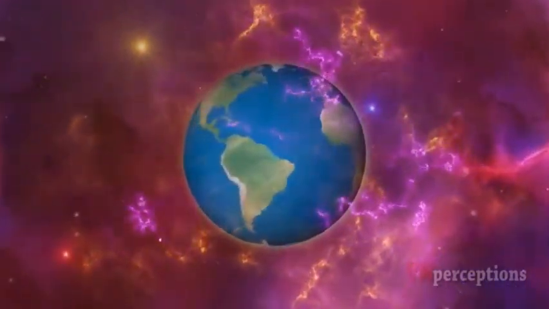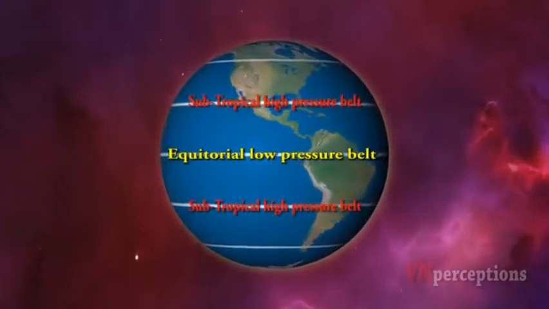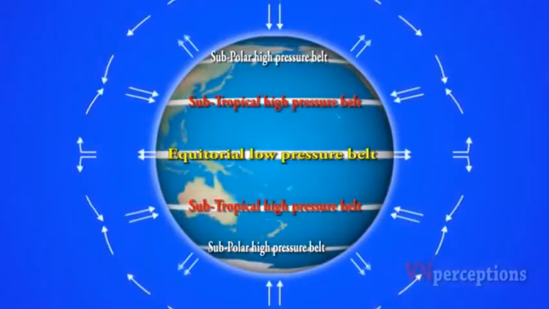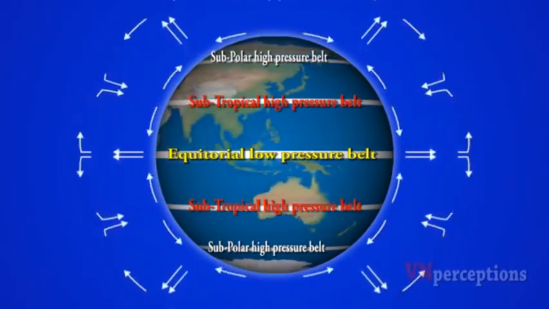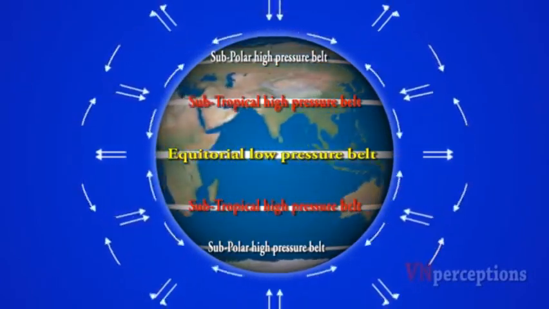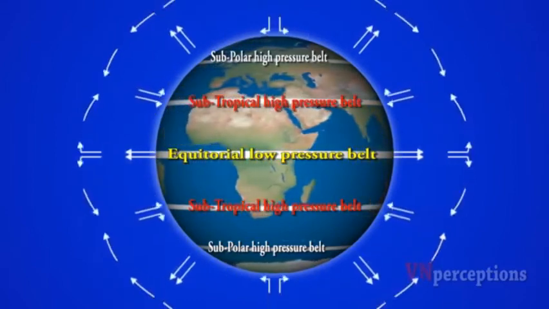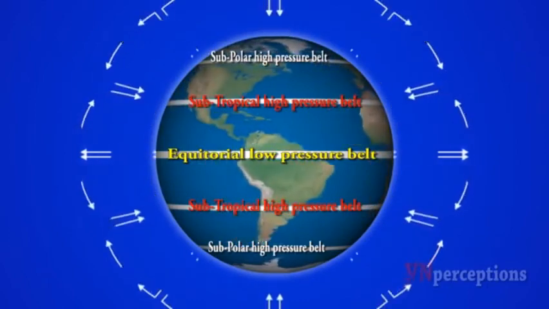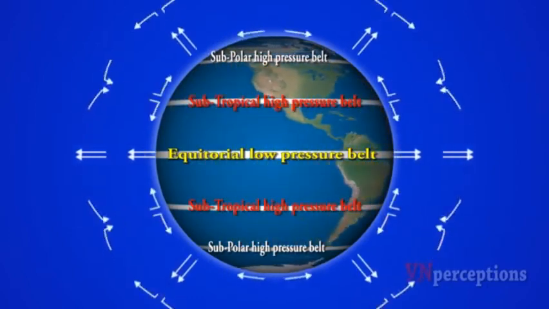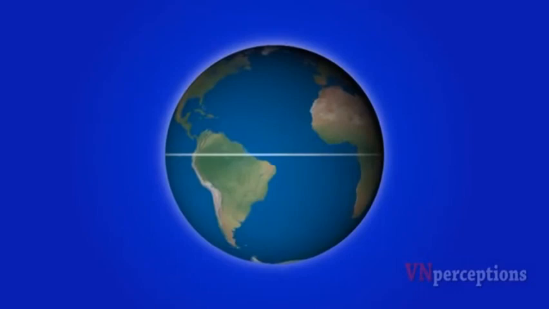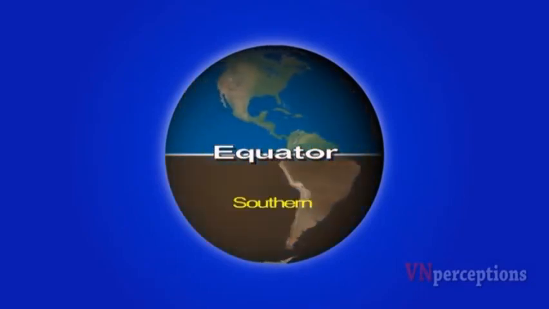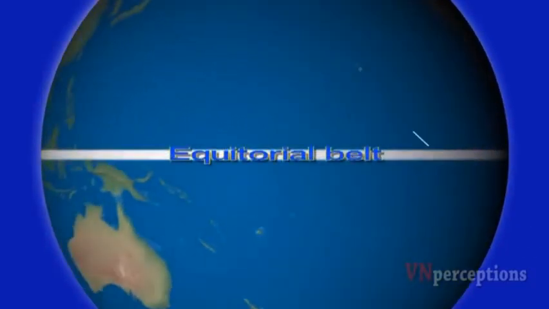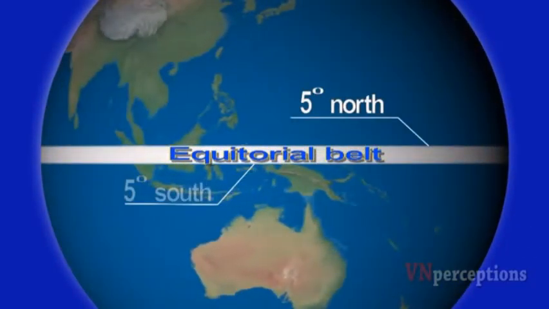In this video, we shall learn about the various pressure belts and wind patterns that have developed on planet Earth. While understanding the basic concepts behind the development of pressure belts, we will not take into consideration the tilt of the axis and the influence of land-water distribution. The equator divides the globe into the southern hemisphere and northern hemisphere, and the equatorial belt extends up to 5 degrees north and 5 degrees south.